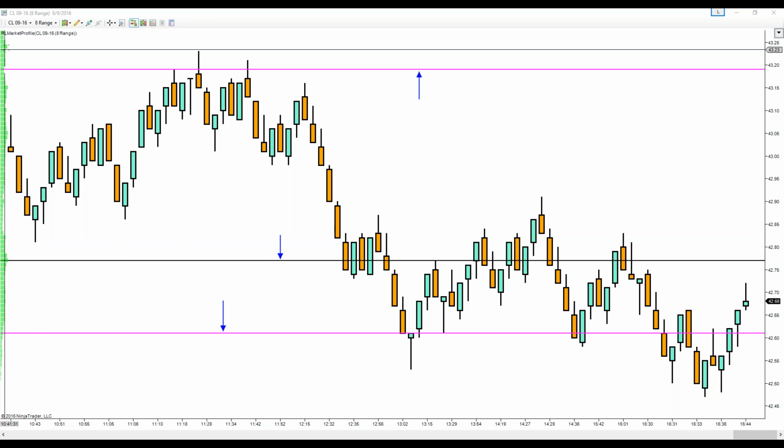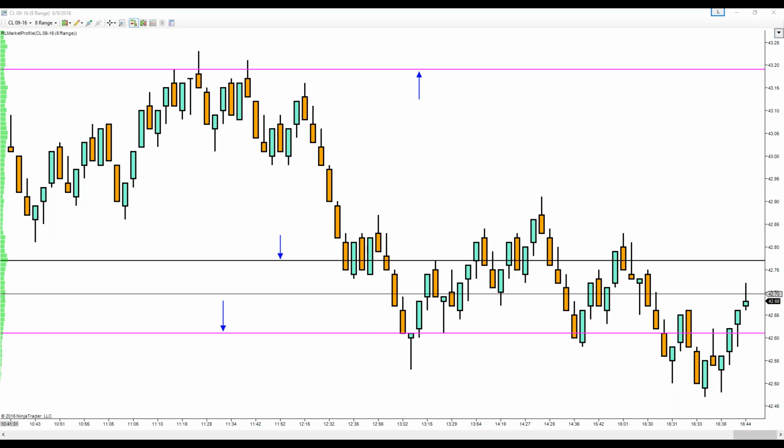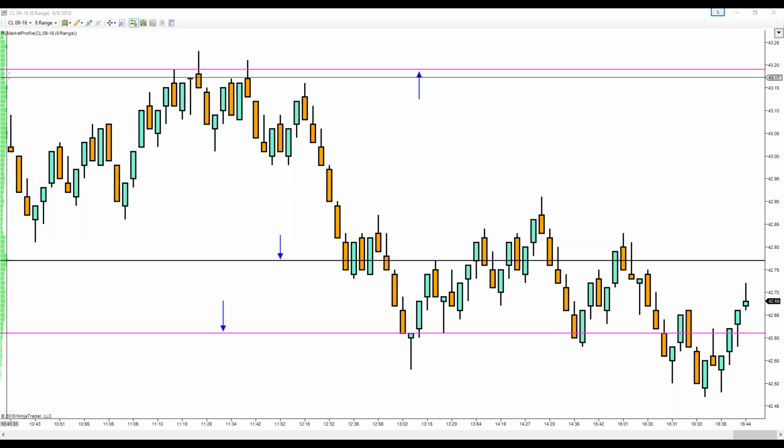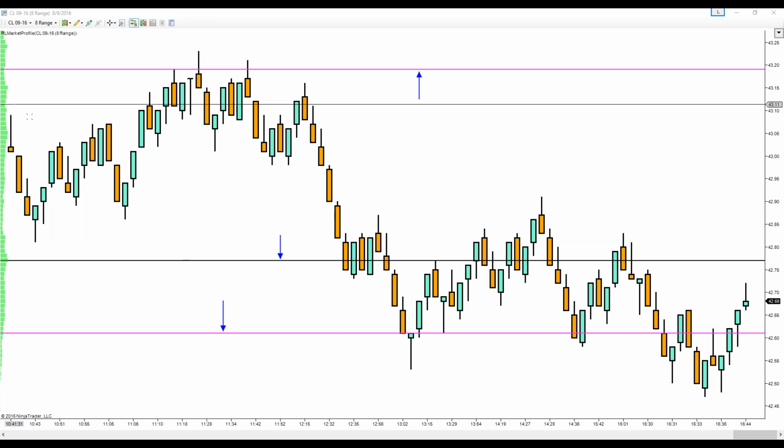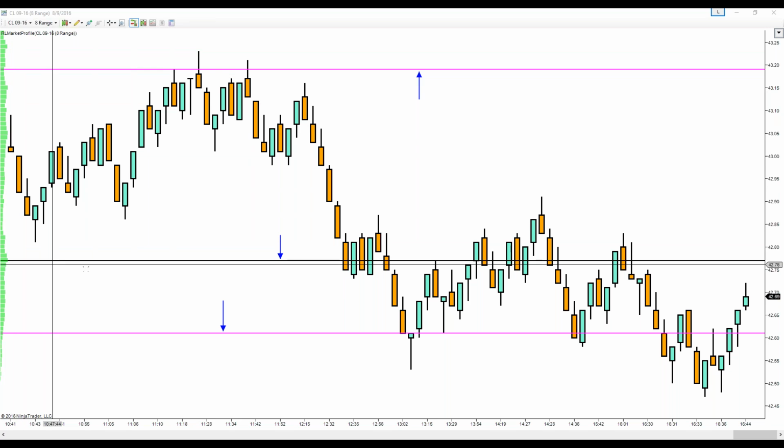So you can see there's a histogram here on the left edge. And this histogram is all volume at price. Now the point of control describes the histogram bar that has the most volume. So in this particular case right here, crude oil, traders like crude oil at $42.77 greater than at any other price.